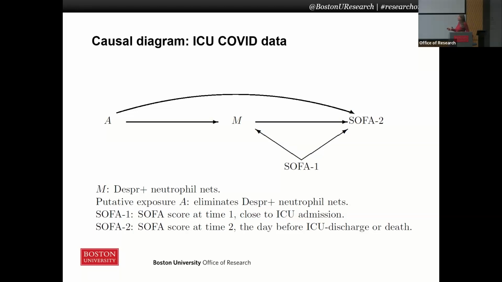Here we have this treatment that they have been developing. It works well in mice. It eliminates all DEspR-positive neutrophil nets in mice. So let's just call that the treatment then, because it's a treatment.